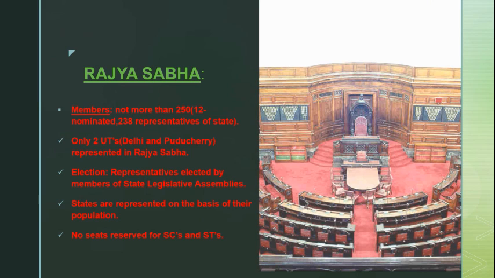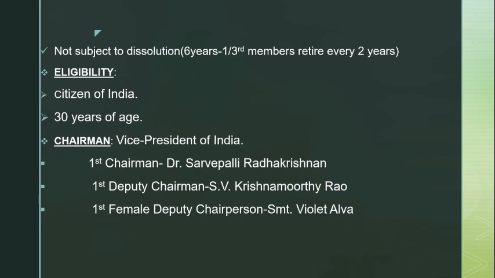In Rajya Sabha, no seats are reserved for scheduled castes and scheduled tribes. The Rajya Sabha is not subject to dissolution. It is a permanent body. 1/3 of its members retire on the expiration of every second year. There are some conditions which are essential to be a member of Rajya Sabha. These are: must be a citizen of India, and the second one is must not be less than 30 years.